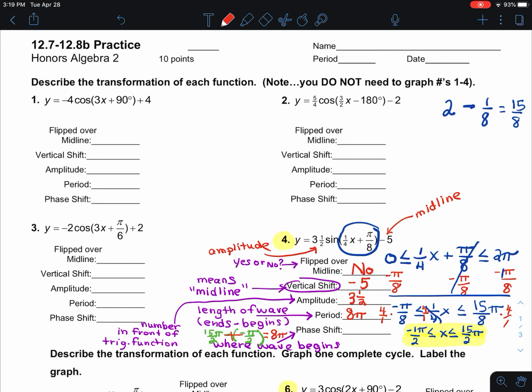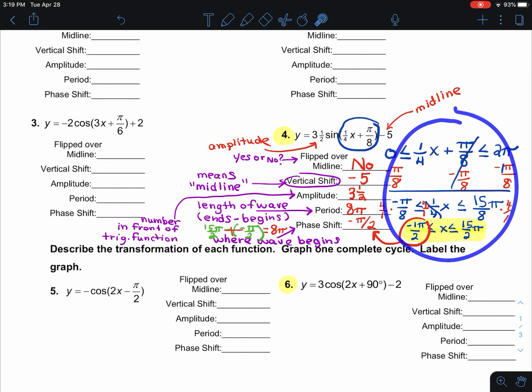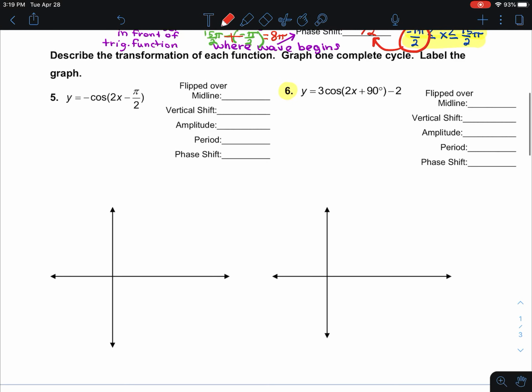The phase shift is where the wave begins, and that is that initial number, -pi/2, okay? The radians are a little bit more involved, mostly because you got to use your calculator when you're working with those fractions. Okay, let's try one in degrees. Let's take a look at number 6 here real quick.